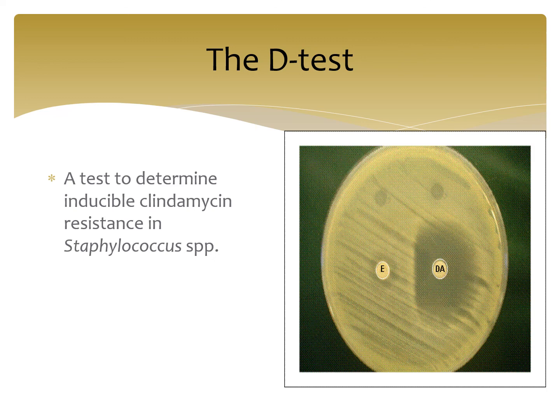How we set up this test is we make a lawn of our Staphylococcus. We put an erythromycin disc and a clindamycin disc 15 millimeters apart from one another on the plate. We incubate the plate, and if you see a D-shaped zone, it indicates clindamycin resistance. And you can see that in the image on the right. It looks like a capital D.